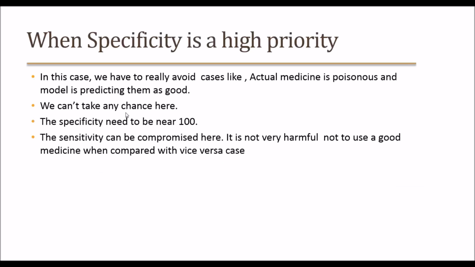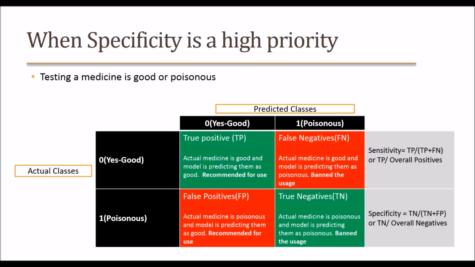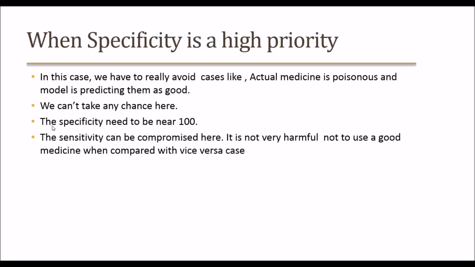Okay, in this case definitely we want to avoid the cases where the actual medicine is poisonous and the model is predicting good, that is false positives. We just want to completely avoid them, and we want to have the specificity near 100. Okay, so these are certain classes of problems where sensitivity is not at all a problem. It's the specificity that we want to maximize.